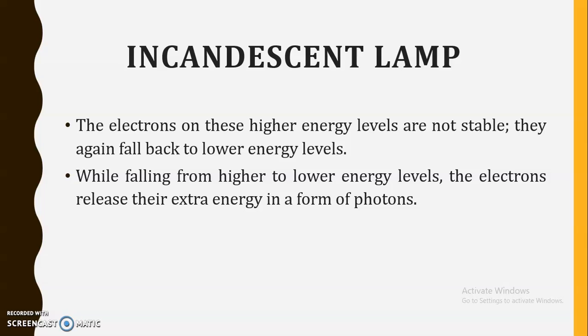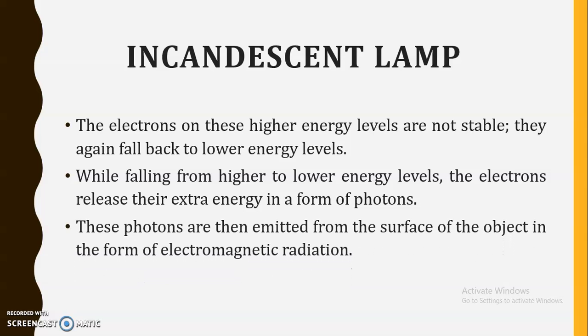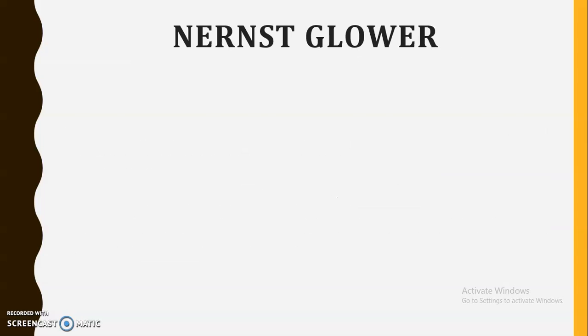They are now generally not utilized because other important IR radiation sources are used. So this is about the incandescent lamp. The photons that are emitted from the surface of the object in the form of electromagnetic radiations act as an IR radiation source. The next radiation source that we will discuss is the Nernst glower.